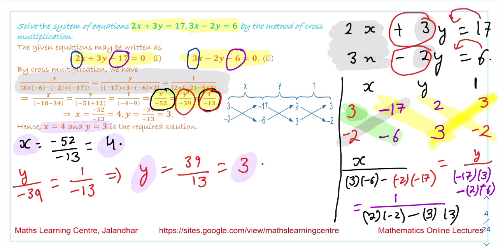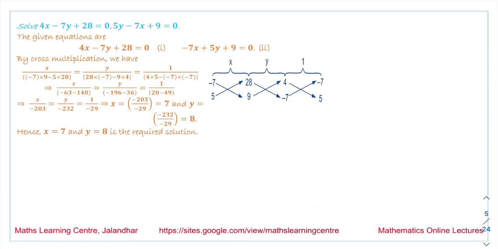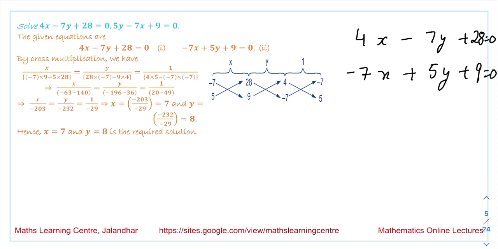Similarly, in this next question, we have two equations of the form 4x minus 7y plus 28 is equal to 0, and second, 5y minus 7x plus 9. So we have to write this equation in the form minus 7x plus 5y plus 9 is equal to 0. So one of the methods is we have to write x, y and 1.